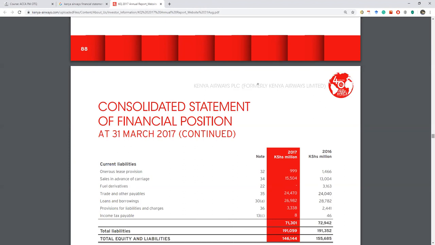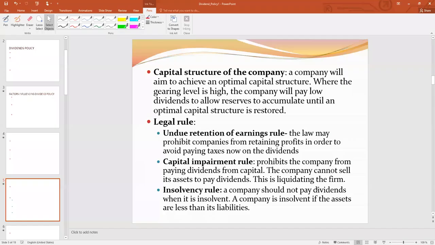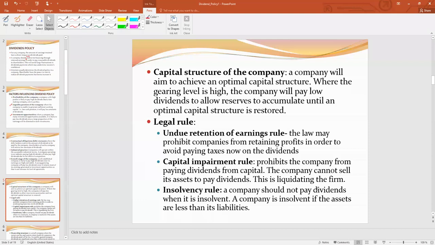So don't forget, if the company is insolvent, therefore you cannot pay yourself a dividend. What do you mean by technical insolvency? Now this is just a simple example of Kenya Airways. So that's on the legal restrictions in the case of the insolvency rule.